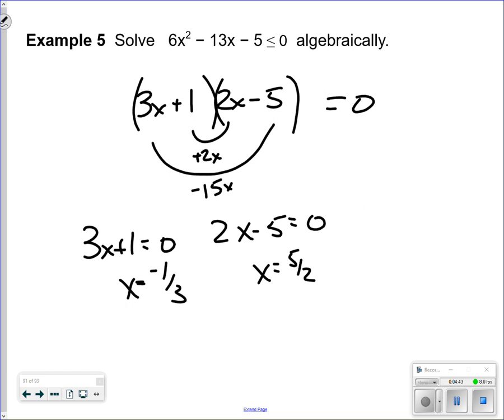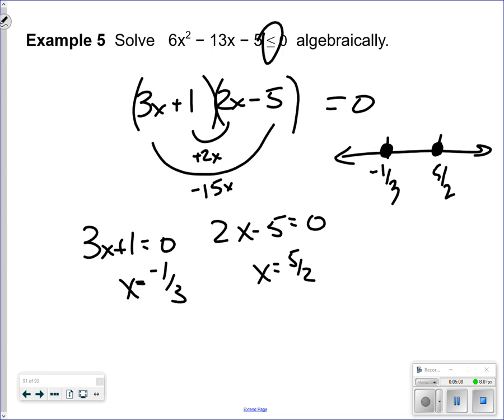Number line. And the number line doesn't really need to be very big. I mean, you literally can make yourself a nice little small number line. Negative 1/3 and positive 5 halves. Open or closed circle, this one would be closed. Again, because there's an equal to in the original question up here, I would have closed circles.